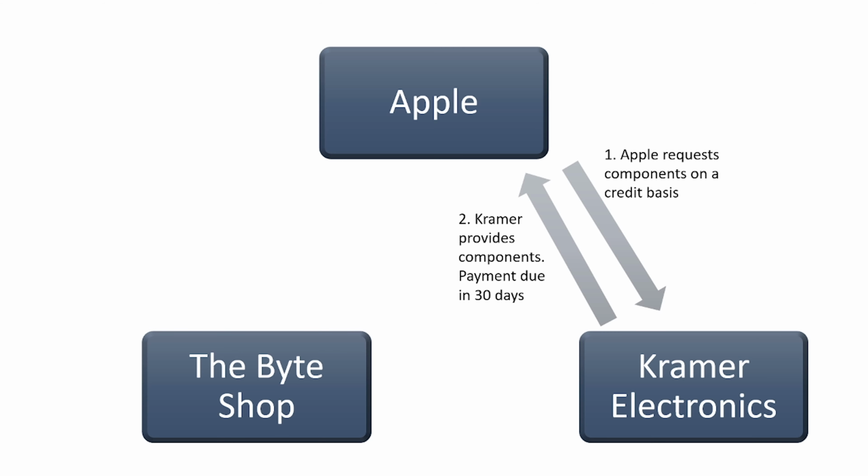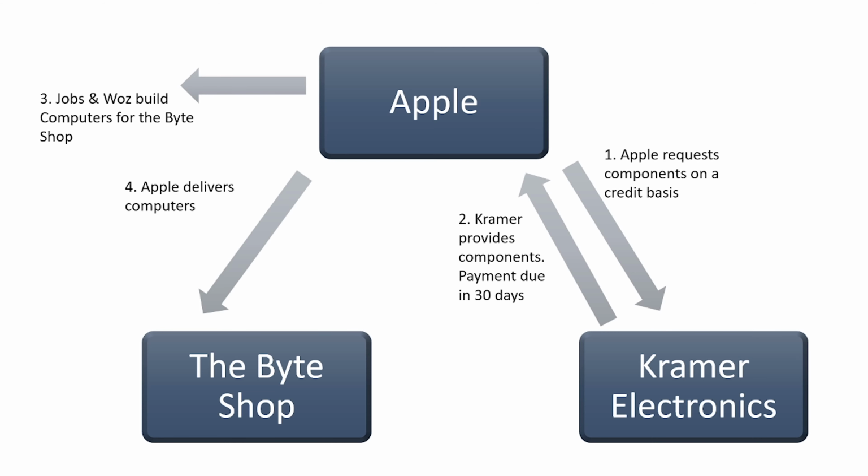The advantage there is that it gives Apple some time to manufacture and on-sell the products that they're making from the components. In this example, making Apple I's from the components provided by Kramer. So once Apple have received the components and equipment they need, Steve Jobs and Steve Wozniak build computers for the Byte Shop. They'd already received an order from the Byte Shop. They'd now received the components. Now they can build the computers, which takes them several weeks to complete that process.